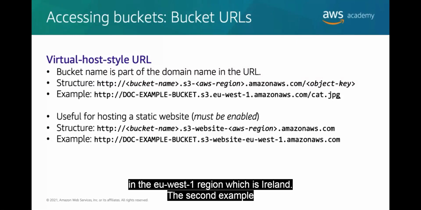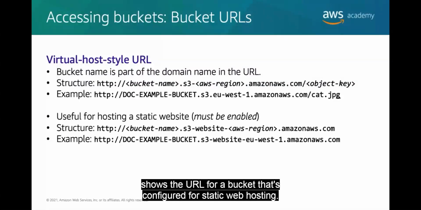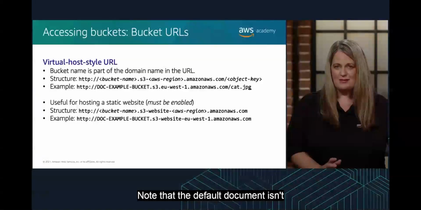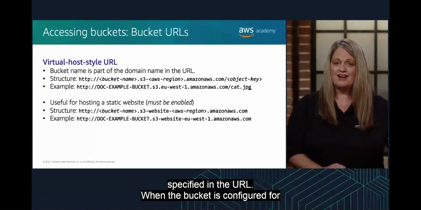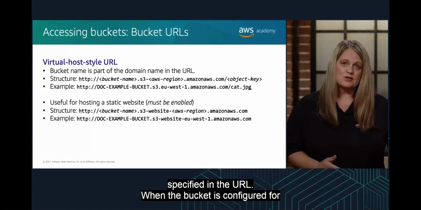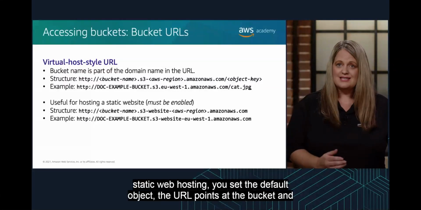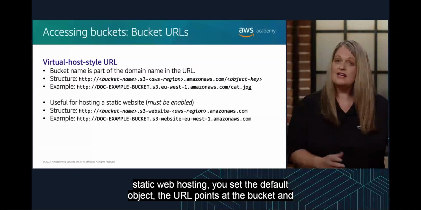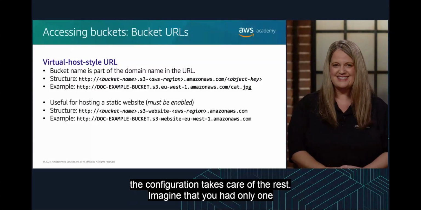The second example shows the URL for a bucket that's configured for static web hosting. Note that the default document isn't specified in the URL. When the bucket is configured for static web hosting, you set the default object. The URL points at the bucket, and the configuration takes care of the rest.